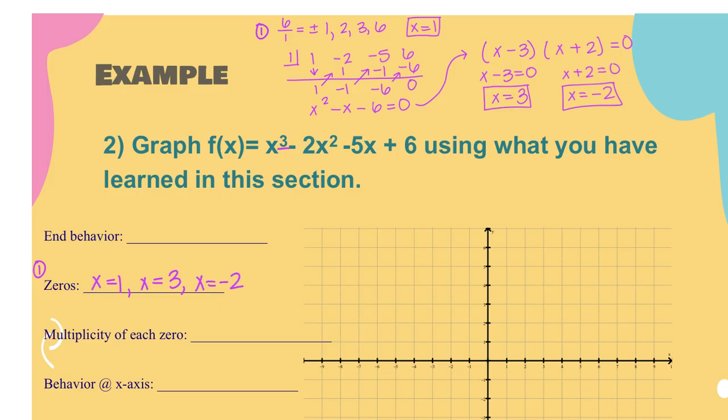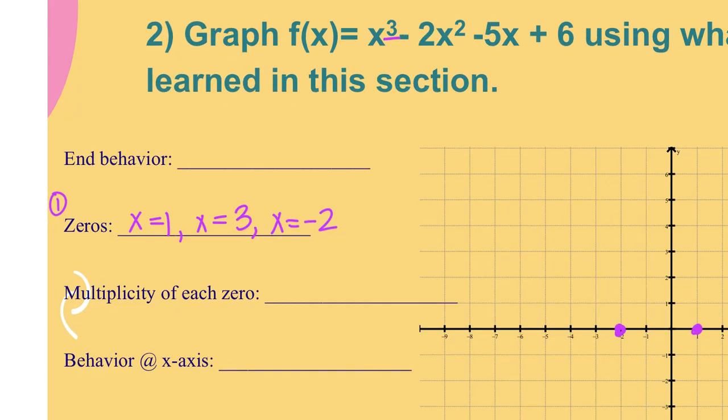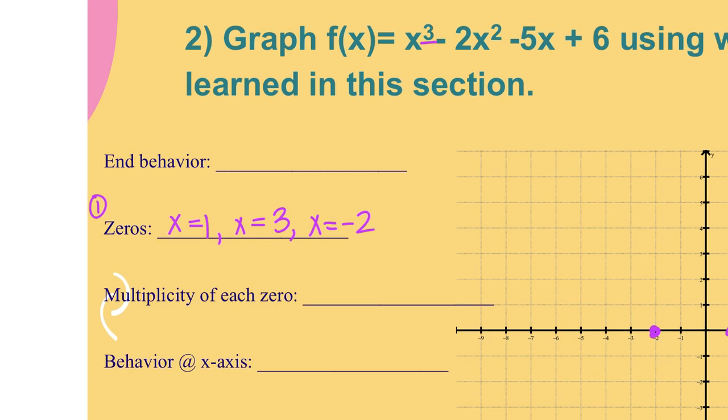Now the next step, you're going to take your zeros and plot them on the graph. So I have 1, I have 3, and I have negative 2. Okay, all I did was find the zeros, plot them on the graph. Again, we're going to do them in steps. Okay, next part. I'm going to go ahead and find my multiplicities. So looking at this, what are the multiplicities for each 0?